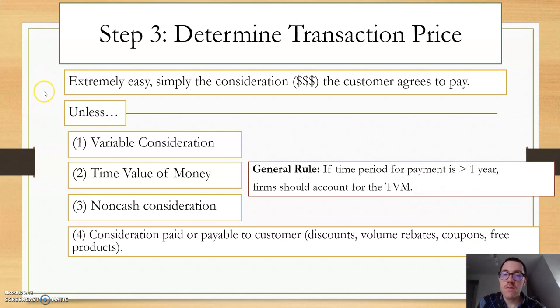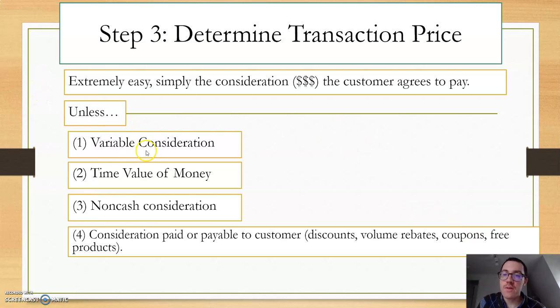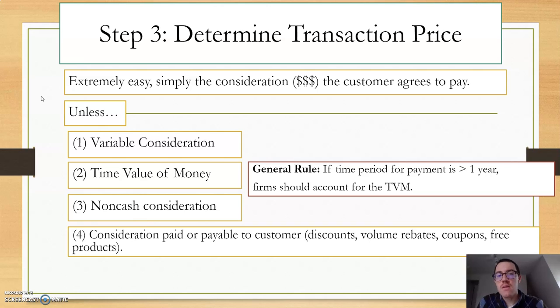So here's what we're going to do. Variable consideration, we're going to talk about in the next slide with an example. For the time value of money, pretty easy. The general rule here is, if the time period for the payment is greater than a year, you should account for it using the time value of money. So if someone's going to pay you $10,000 4 years from now, you don't recognize $10,000 of revenue. You discount that back and then recognize the appropriate amount, which would be less.